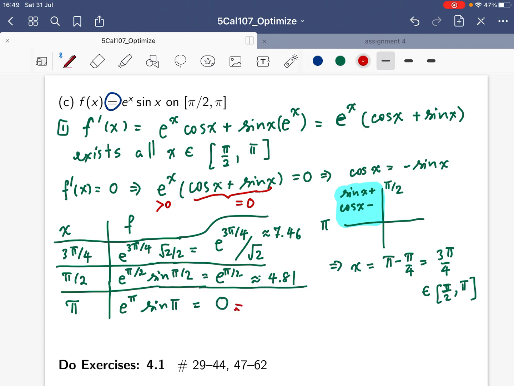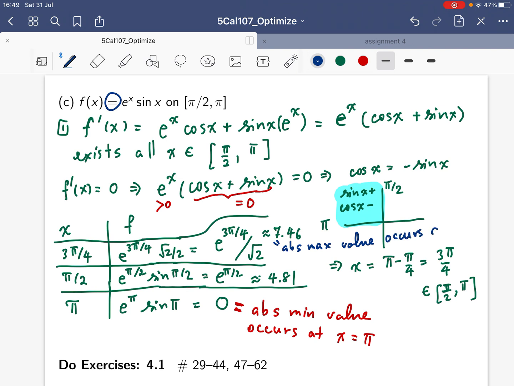So here, of course, this is the absolute minimum value, and this value occurs at the endpoint x equals pi. And this one corresponds to your absolute maximum value, and it occurs at x equals 3 pi over 4, which is the critical value inside that interval. Are we okay? All right.